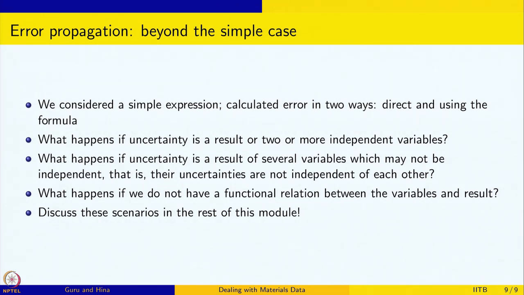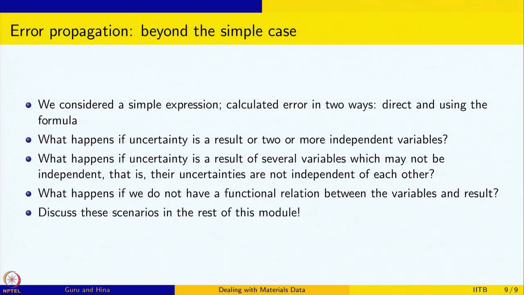But what happens if uncertainty is a result of two or more independent variables? Let us say you have a variable whose value depends on three different variables, and those variables have their own uncertainties. And how does this calculated parameter's error depend on the errors on those independent quantities? And sometimes let us say a particular quantity f depends on x, y and z, but the uncertainties in x, y and z might not be independent. They might also be related to each other. So if there is an interdependence on the uncertainty of these quantities, how does it affect the uncertainty on the quantity that we are trying to calculate, right?